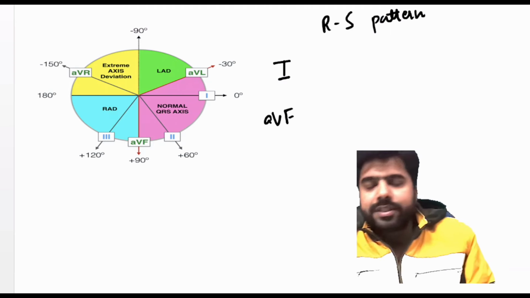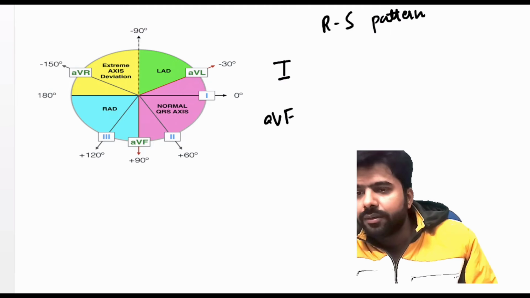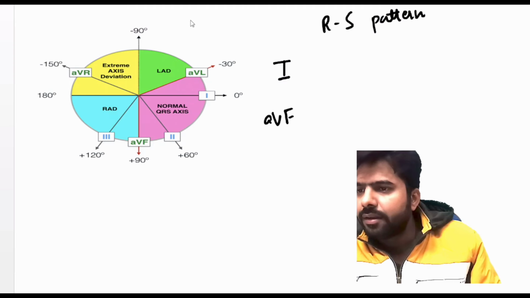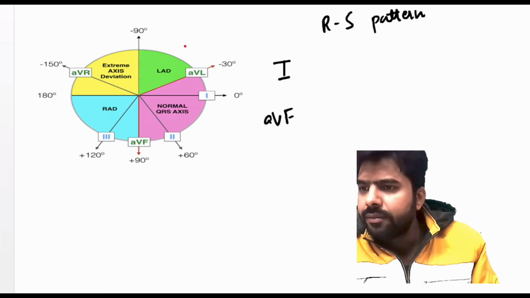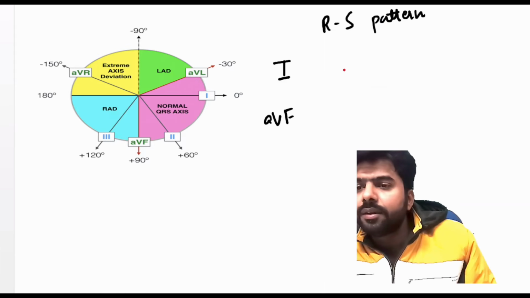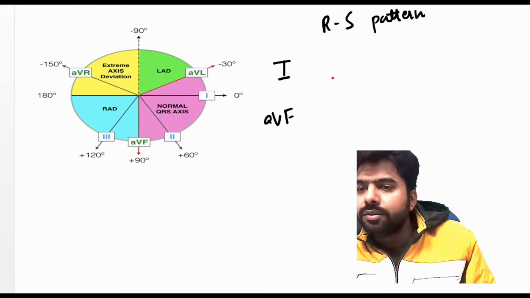Let us take one more example of extreme axis deviation. I'll choose my pen first. Every time I change my slide, I have to choose my pen.